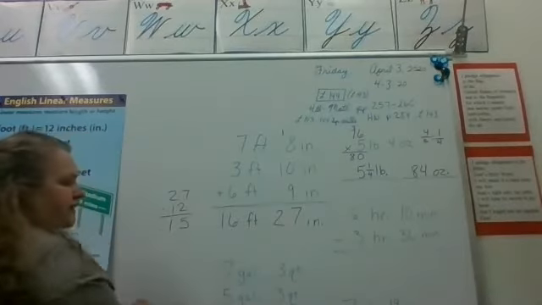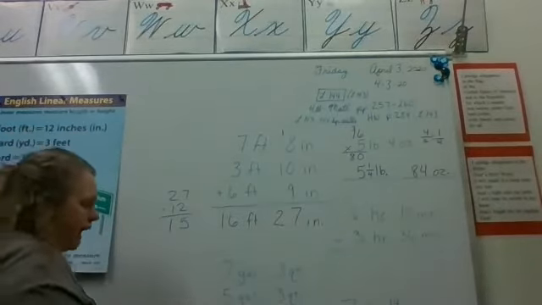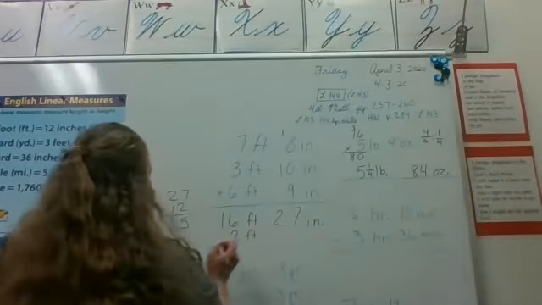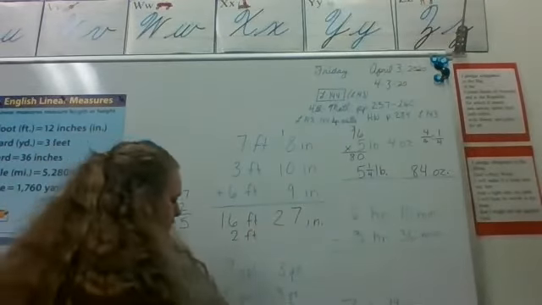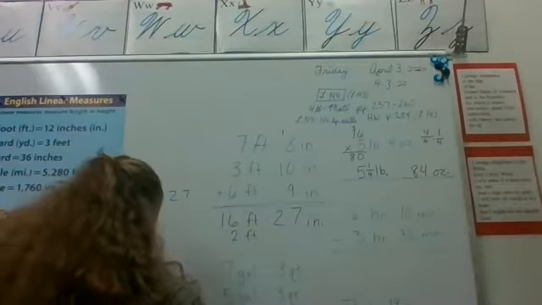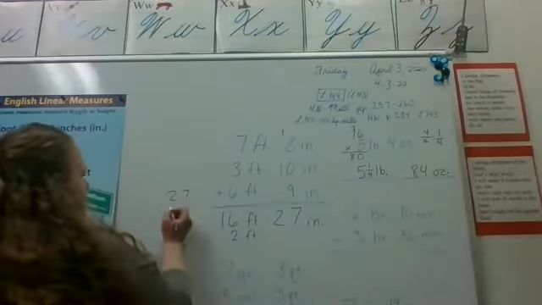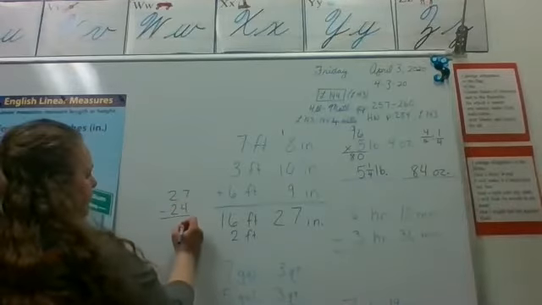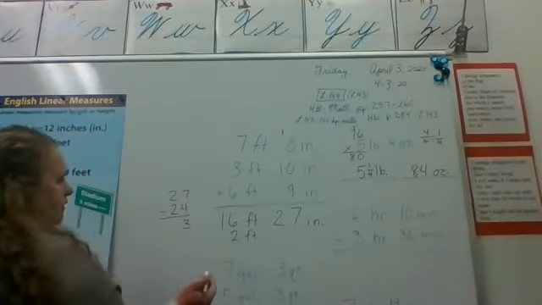Is there another 12 inside of that 15? Yes, so we're gonna add 2 feet. And we're gonna do 27 minus what? 12 times 2 is 24, okay? 7 minus 4 is 3, 2 minus 2 is 0.